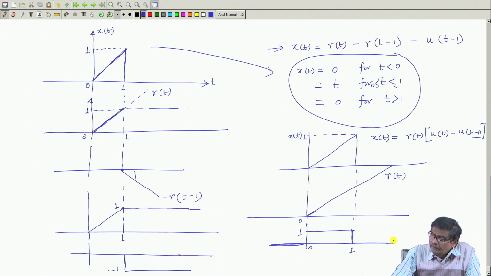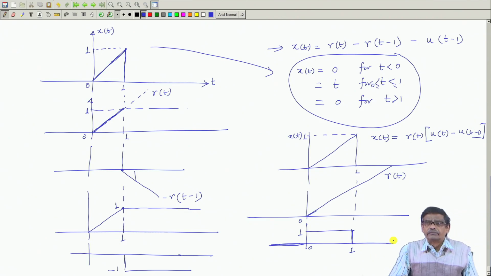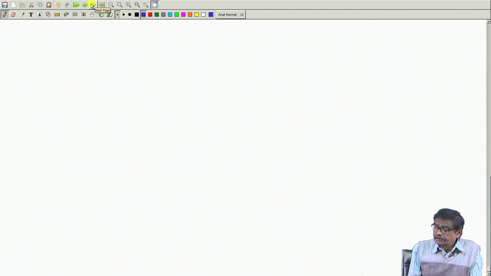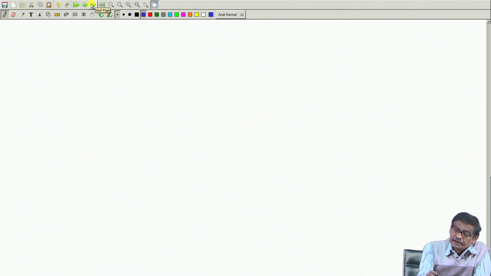t minus 1. So, anyway, there are several nice ways of expressing functions in terms of some. These are called basic functions. You can represent some standard waveforms like square pulse, triangular pulse, trapezoidal pulse, and so on. So, we can do exercise on that. But anyway, now I will be telling you coming to the Laplace transform.